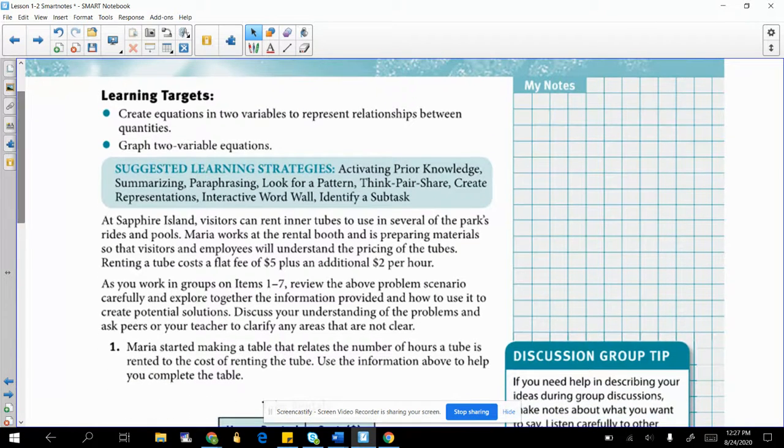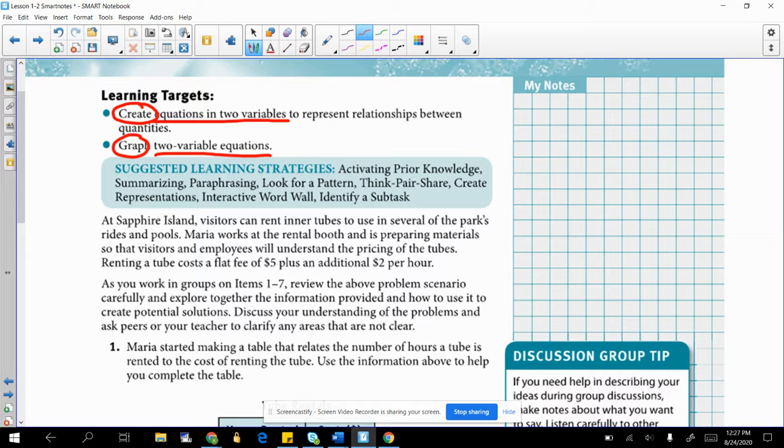First up, our learning targets are to create equations in two variables to represent relationships between quantities and to graph two variable equations. So what we did yesterday and in the last video was one variable equations where we only used x. And I think today you might even find that it'll be a little bit easier because it'll be more so what you're used to, which is two variables. So for example, y equals mx plus b, when you guys see equations written like that, that is a two variable equation. Okay, so let's start out here.